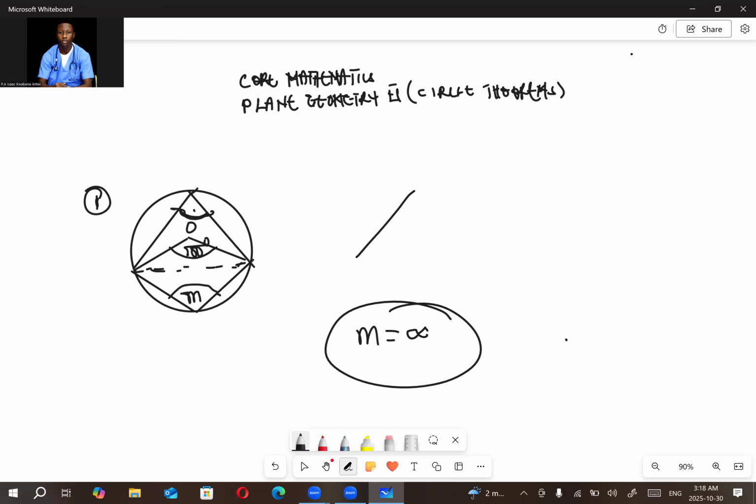You can't say 100 plus M equals 180, because that property, we said that when you have a chord producing angles on the circumference, then it sums up to 180 degrees. But the 100 is produced at the center and M is at the circumference. So you can't use that. Do you get it?